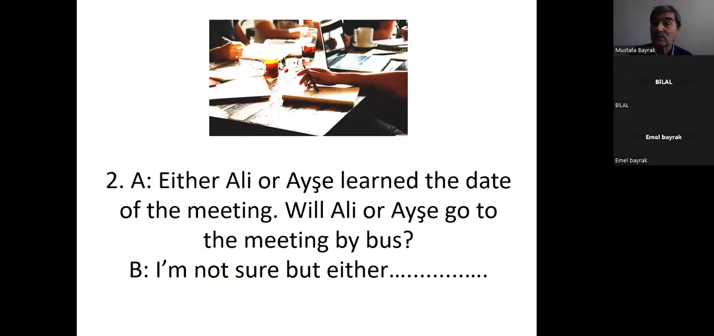Will Ali or Ayşe, in all tenses, in all situations, okay? Will Ali or Ayşe go to the meeting by bus? Or does Ali or Ayşe go to the meeting by bus? Must Ali or Ayşe go to the meeting by bus? Or did Ali or Ayşe go to the meeting by bus? Here, will Ali or Ayşe go to the meeting by bus? I am not sure about it, but either Ali or Ayşe will go to the meeting by bus. This is this.